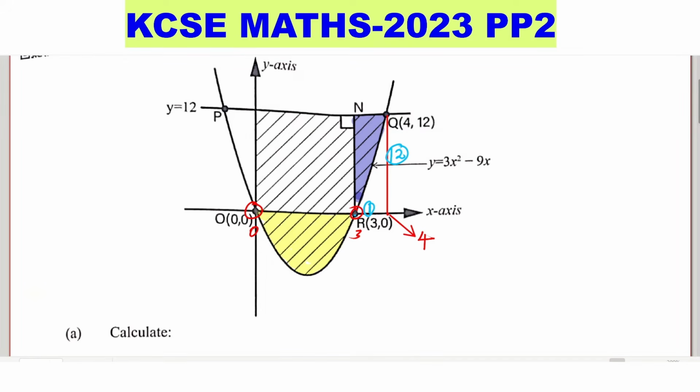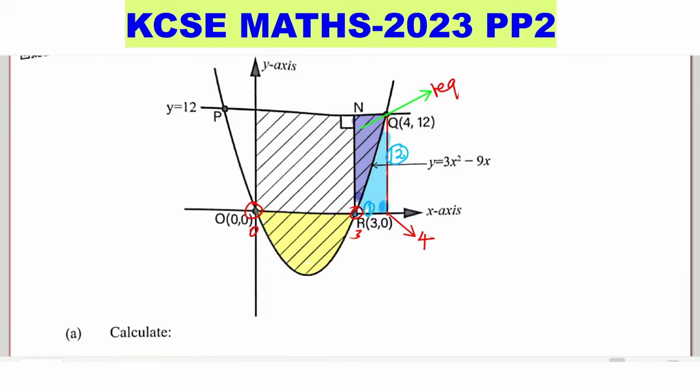Then you subtract the area that is under the curve from 3 to 4. And the area under the curve, let me shade it. The area under the curve is this area that is here. That is what you're going to subtract. So we shall get the area of that shaded region, and this is the required region. Don't forget that.